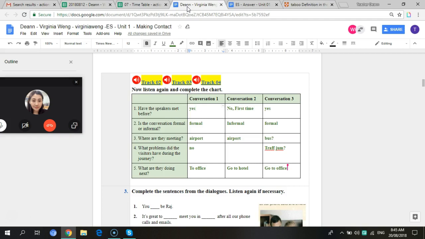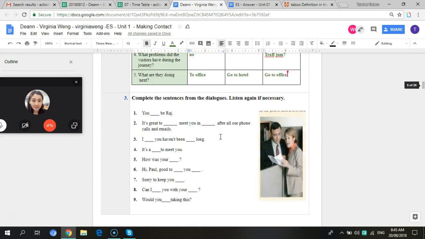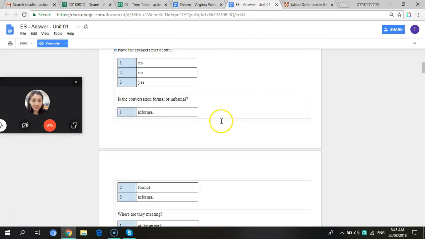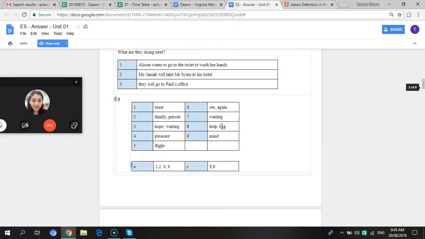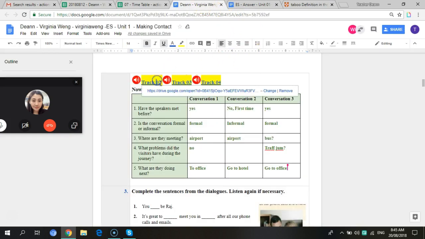Okay. So the speakers, did they meet before or not? What do you think? Meet before. They already met before? Yeah. Okay, but here, you can listen to the track again.